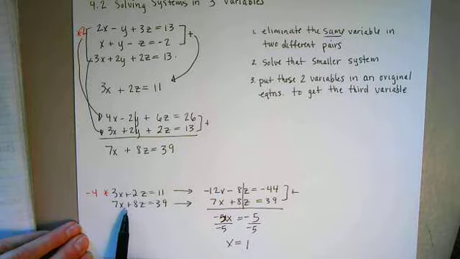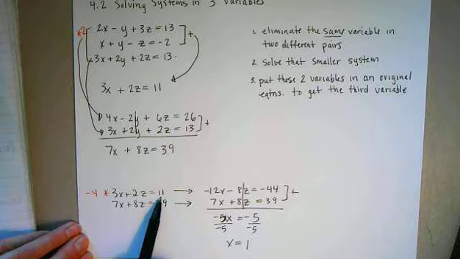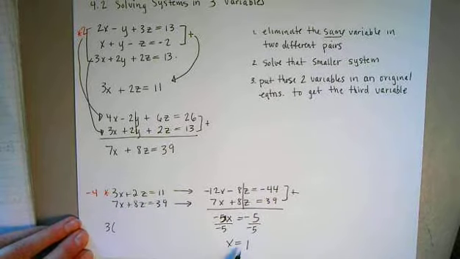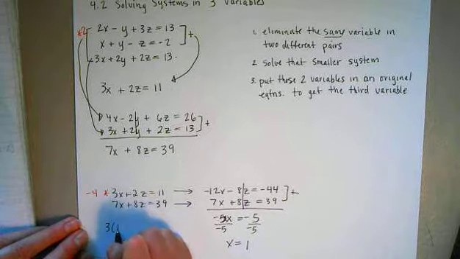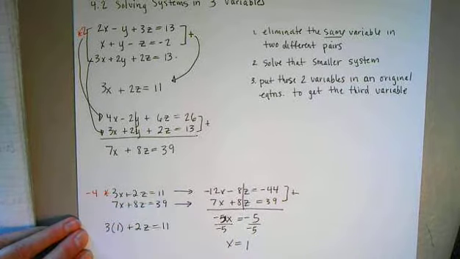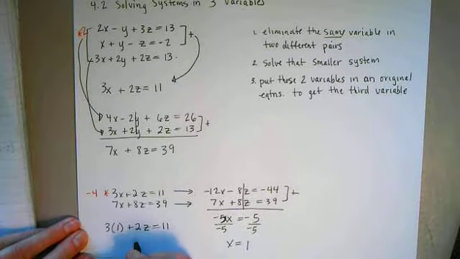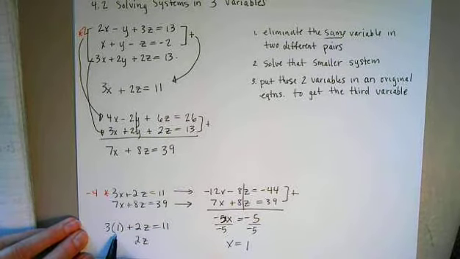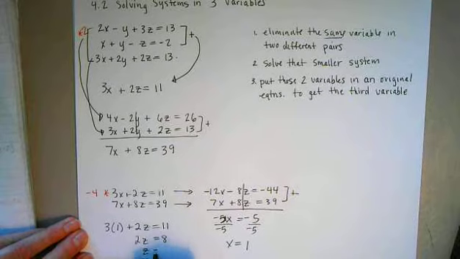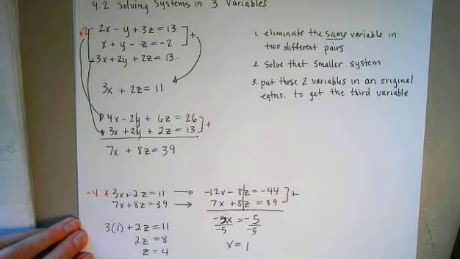So let's just use this one. Well, let's use our smallest numbers. Let's plug it into our first one. So if I plug it in right there, I have 3 times, and instead of x, I put 1. 3 times 1 plus 2 times z equals 11. So I now have, this is 3, and I'm going to subtract 3 from both sides. So I have 8, and then I'm going to divide by 2, so I get z equals 4.